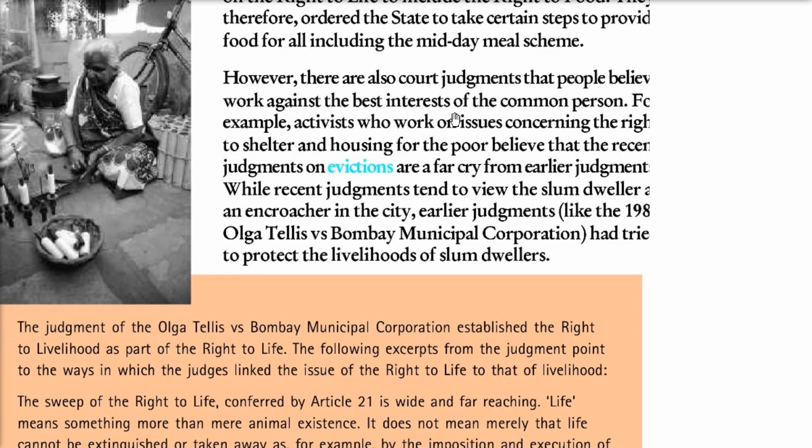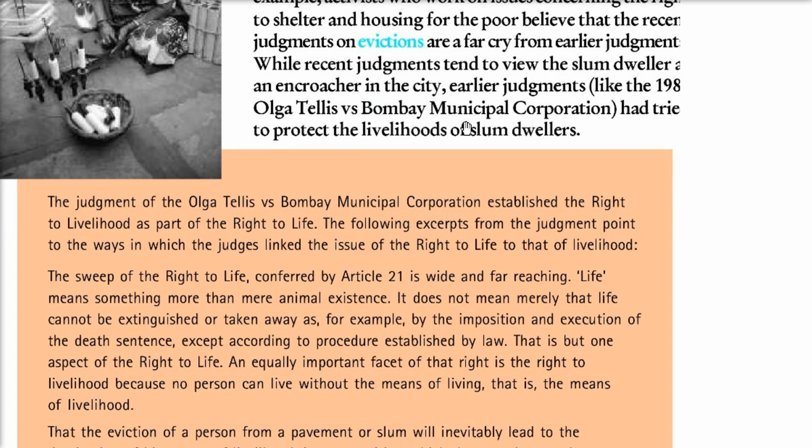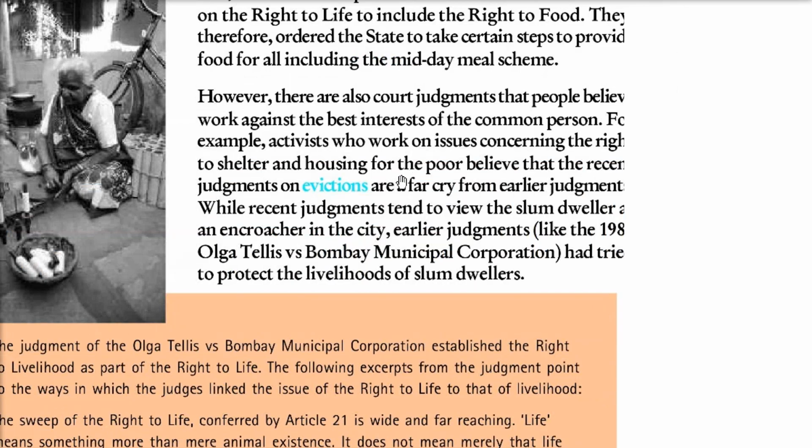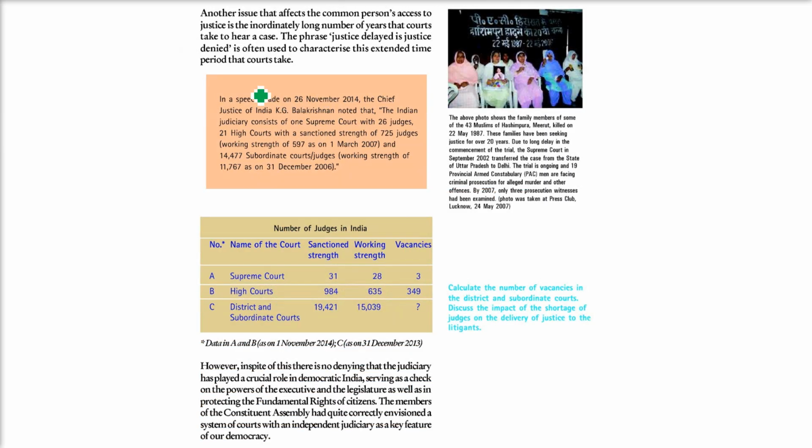But there are also court judgments that people don't believe in. They say that they are against the interest of the common person. For instance, activists who work on issues like the right to shelter and housing of the poor believe that the recent judgments on evictions are a far cry from earlier judgments. There is the case of Olga Tellis versus Bombay Municipal Corporation, where the court had tried to protect the livelihoods of slum dwellers. So it may happen that certain judgments may not be for the people. They don't seem to be okay.